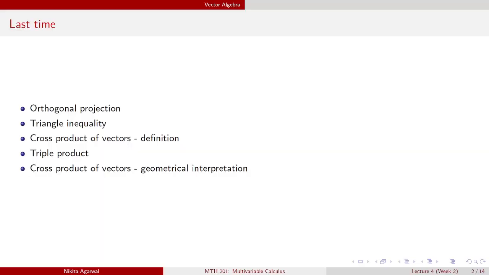In the last lecture we looked at orthogonal projection of a vector onto another, triangle inequality, and cross product of vectors. We looked at the definition, and using the concept of triple product we gave a geometrical interpretation for the cross product of two vectors. So today we are going to continue our discussion on cross products and also look at a few applications.